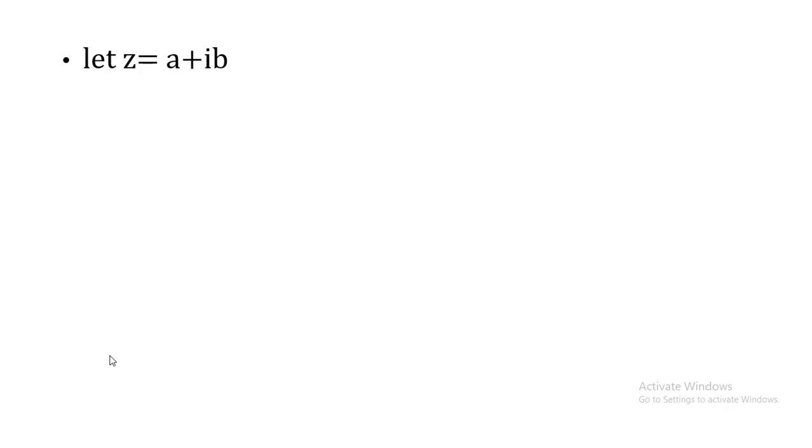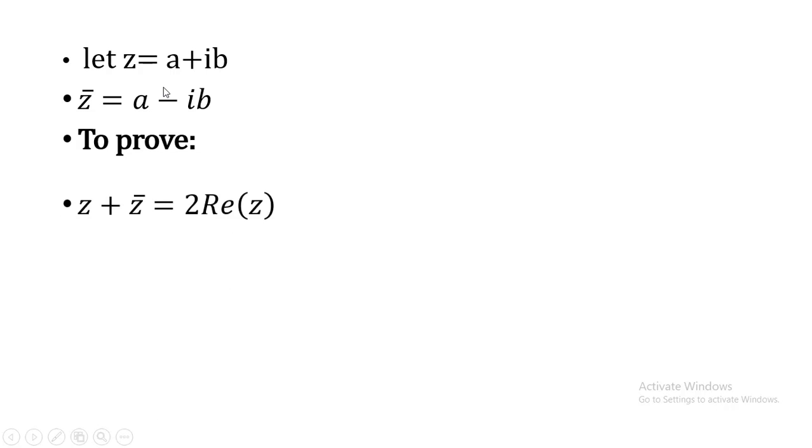Now let z equal a plus iota b. Here I am giving you a very general example; you can solve it with any non-general example as well. Let z equal a plus iota b. What will be the conjugate? Conjugate means we just change the sign of the imaginary part. If it's plus, we substitute it with minus. If it is minus, we write it plus. So z bar equals a minus iota b.